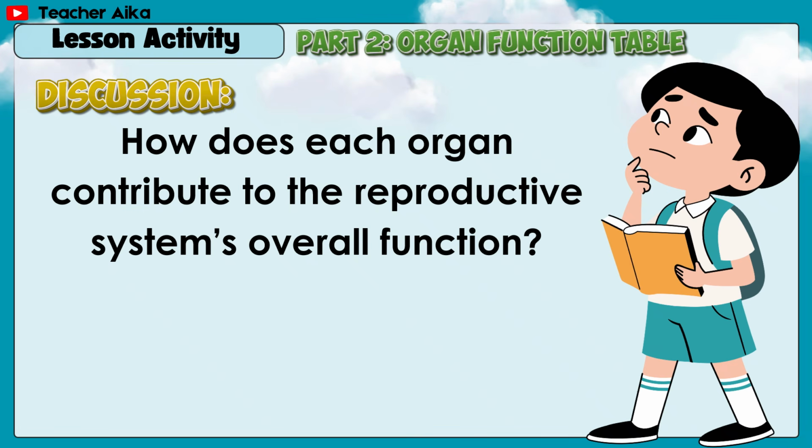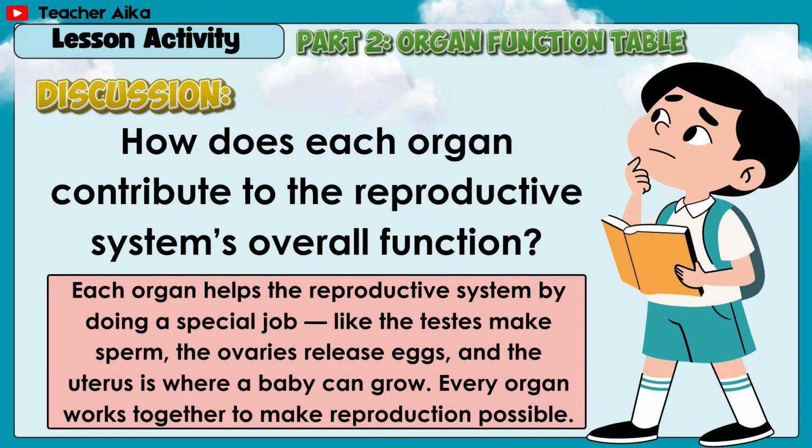How does each organ contribute to the reproductive system's overall function? Answer: each organ helps the reproductive system by doing a special job. Like the testes make sperm, the ovaries release eggs, and the uterus is where a baby can grow. Every organ works together to make reproduction possible.